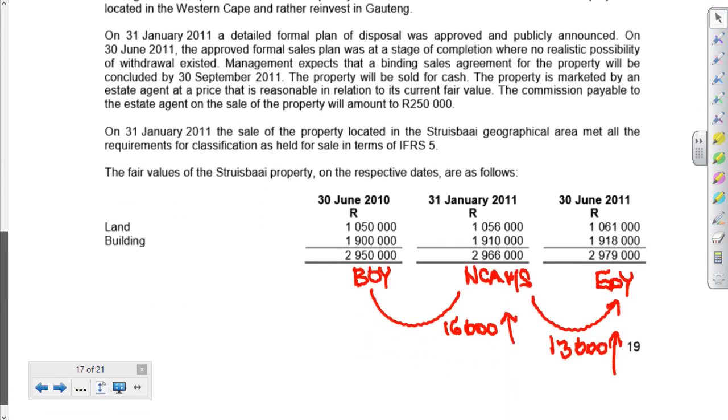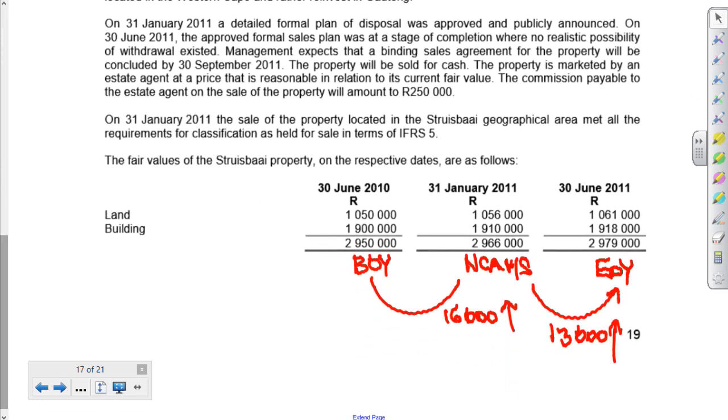So this asset, non-current asset held for sale, would have started the year on 2950. At the 31st of January, we would have transferred it to non-current assets held for sale and remeasured it at fair value. There would have been an increase of 16. And then at year end, we would have remeasured it again at fair value. And there would have been an increase of 13. Why? Investment properties get transferred, but they're excluded from the measurement rules, the remeasurement rules. Assets carried at fair value are excluded from the remeasurement rules, according to last week, isn't it?